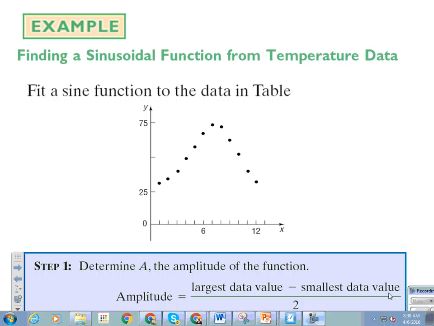So go ahead and highlight this formula. Our largest data value minus our smallest data value, divided by 2, will give us the amplitude. Because remember, from top of the wave to bottom of the wave is twice the amplitude. So if I find that distance from top to bottom and divide it by 2, it'll give me the amplitude.